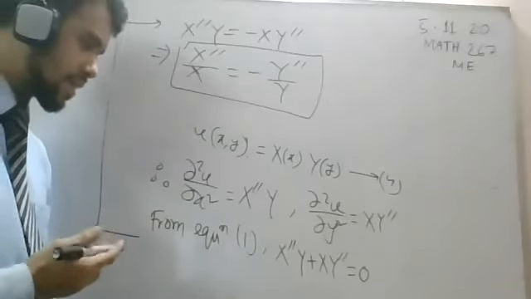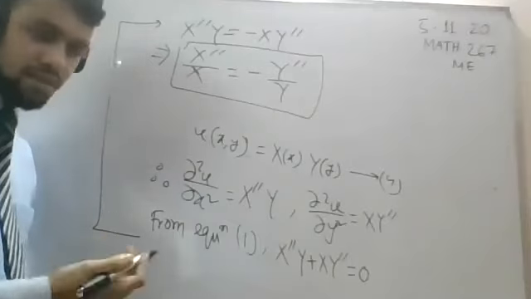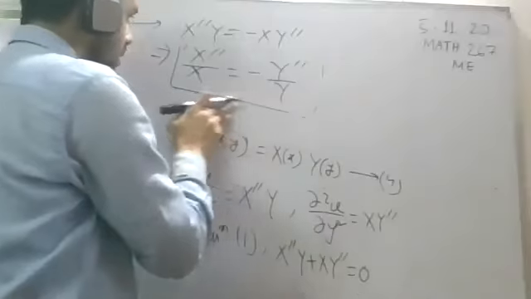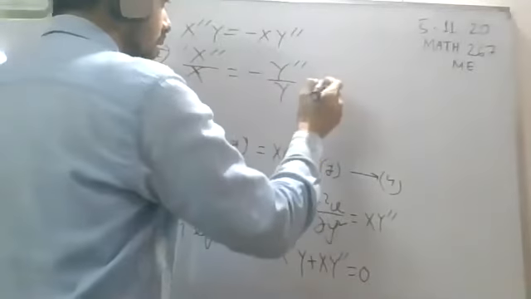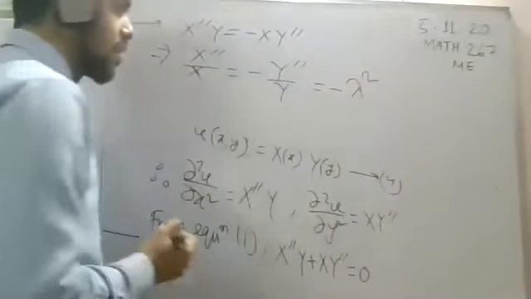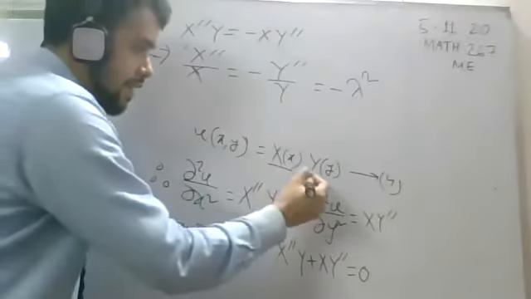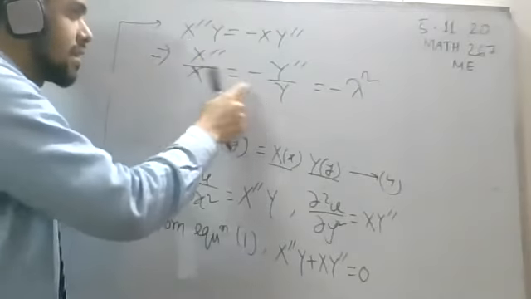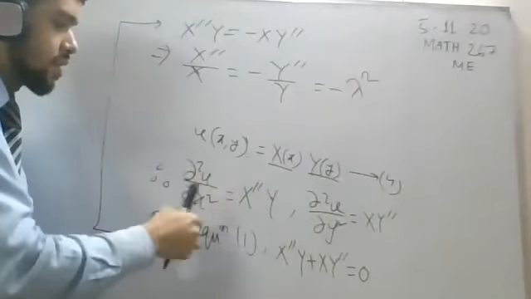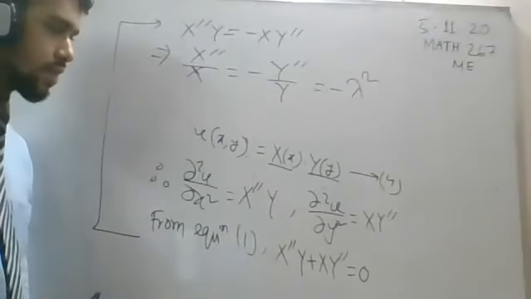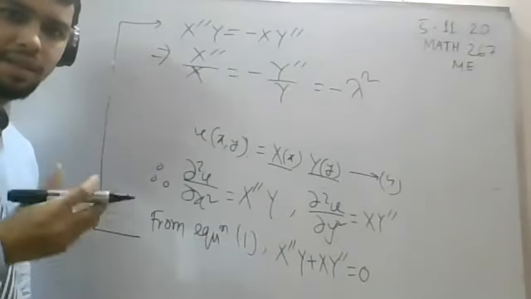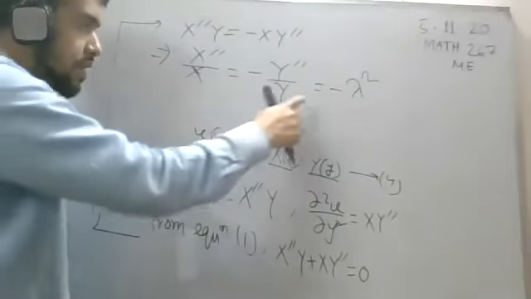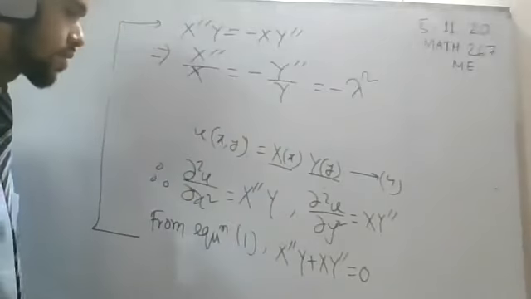So in the earlier classes I told you that when you get a higher order derivative, you have to let a constant which is minus lambda square, for finding the solution of x and y. So you have to let this equal to minus lambda square if your given equation is of higher order. If it were first order, then you would let only a constant n. But here for higher order you have to let minus lambda square.